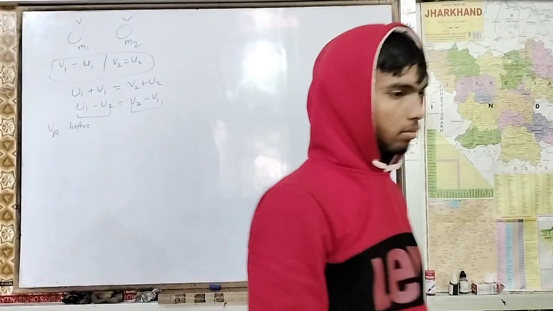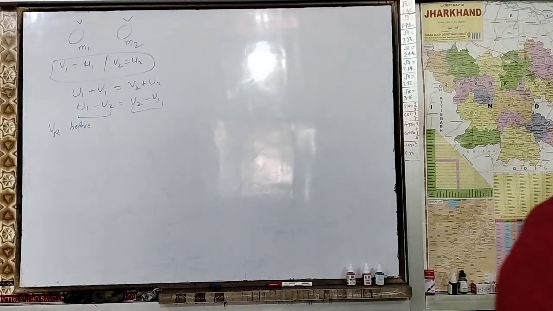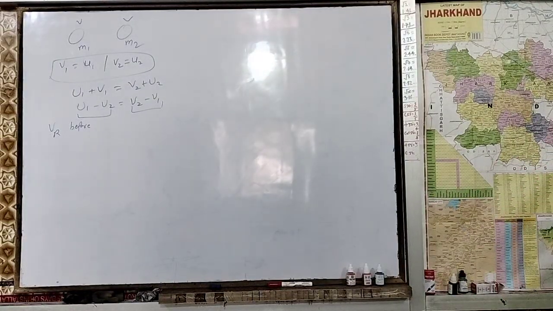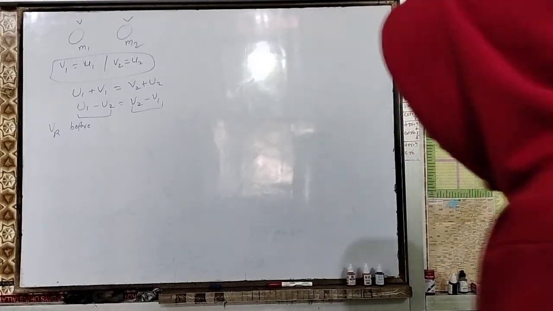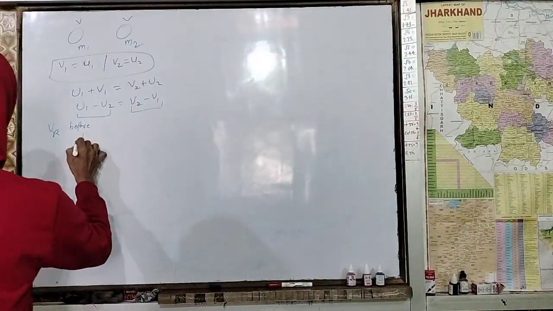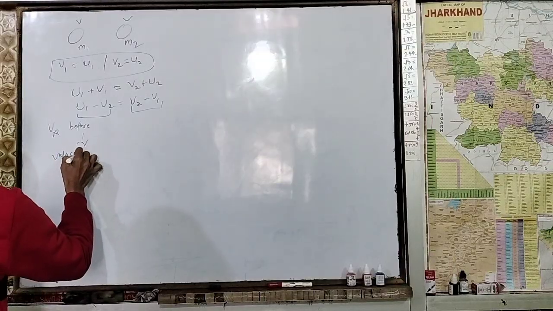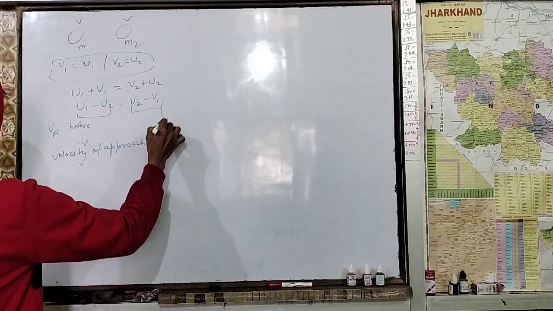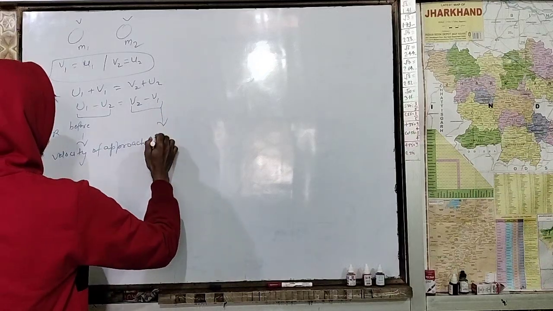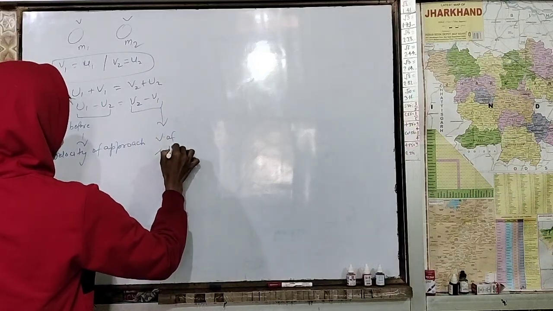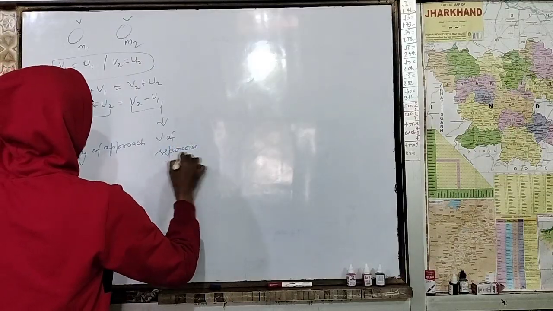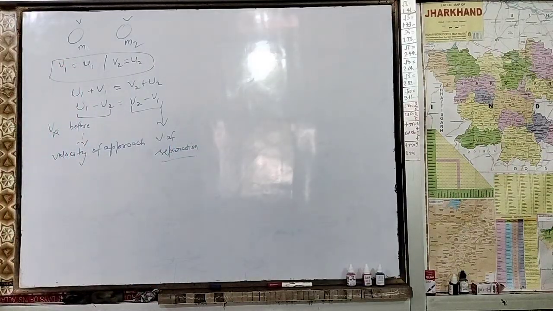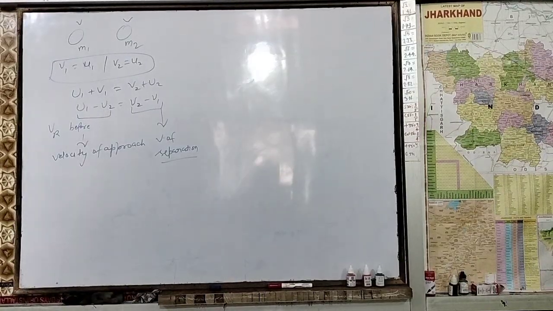After collision, the relative velocity is the velocity of approach and the velocity of separation. This is our velocity of approach, u1 minus u2, and the velocity of separation, v2 minus v1.